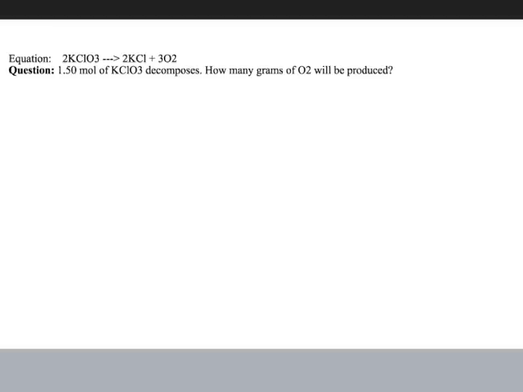So let's look at our question. This says here that we have 1.50 moles of potassium chlorate and it decomposes. How many grams of oxygen gas will be produced? So we have a balanced chemical equation, but our question will lead us to the parts that we care about. We always have a given, and then we always have something that we're trying to find out. Our given is always going to be some numerical information. So we know here that we have 1.50 moles of potassium chlorate.